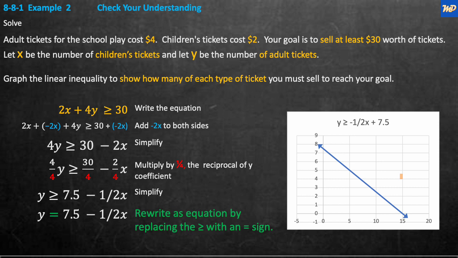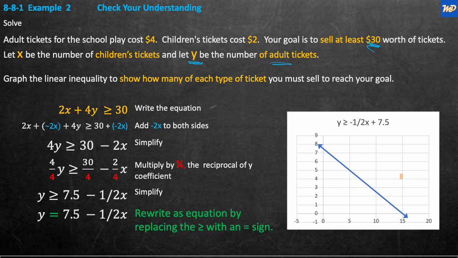And now we're going to graph the linear inequality to show how many of each type of tickets you must sell to reach your goal of $30. We want to reach a goal of $30. So let's write the inequality. We know that the adult tickets cost $4. The X is the children's tickets, excuse me. Y is the number of adult tickets.